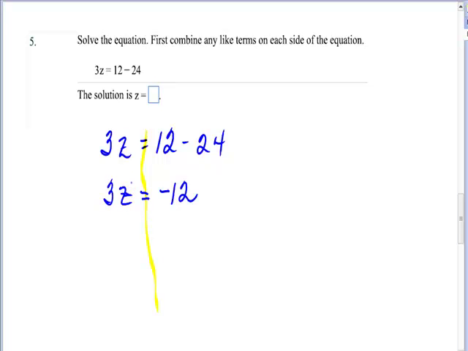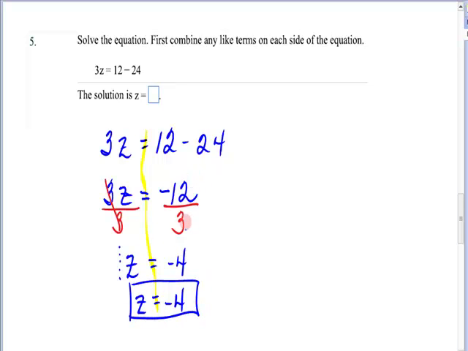Now, do I have z's on both sides? No, just over here. What's going on? Implied multiplication. That means that I will divide by 3. Divide by 3. Remember, 3 is called the coefficient of the variable. That's gone. And I'm left with implied 1z is equal to negative 4. Or z is equal to negative 4. Because it was a negative divided by a positive.